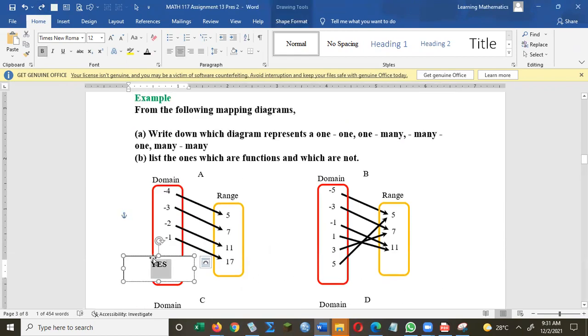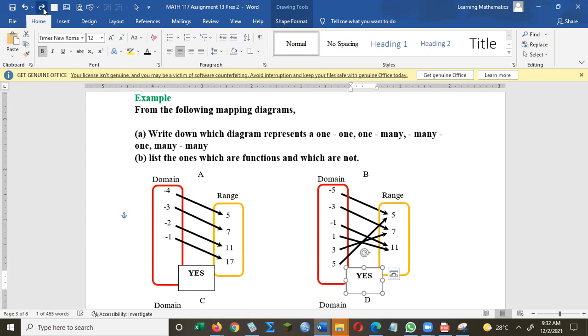is this a function? Yes, because as you notice now, each domain has only one arrow leaving it, -4 only going to one range. Each domain must only go onto one range, and then it can be a function. So this is a one-to-one. As you can see, this is a one-to-one function.